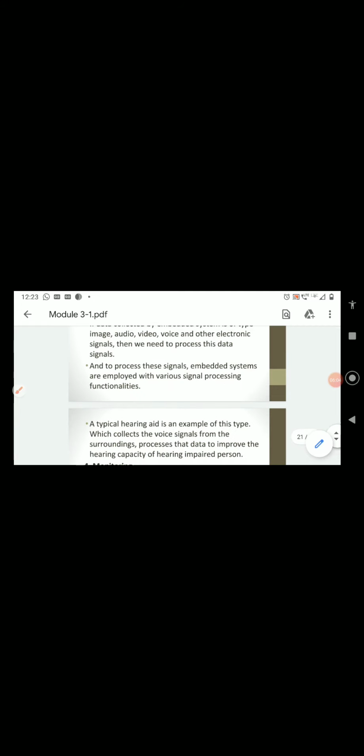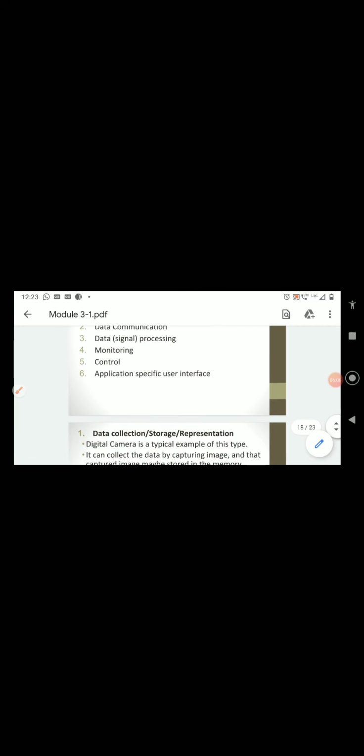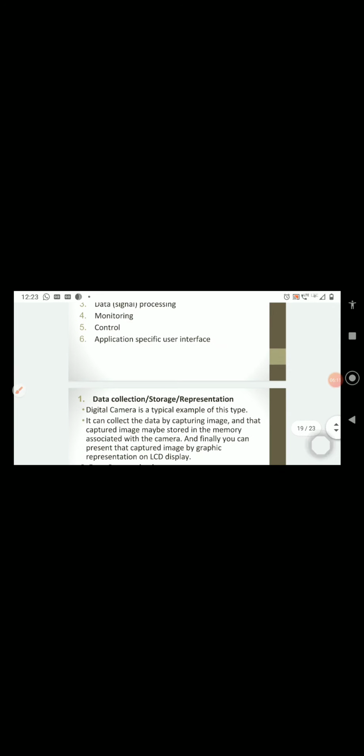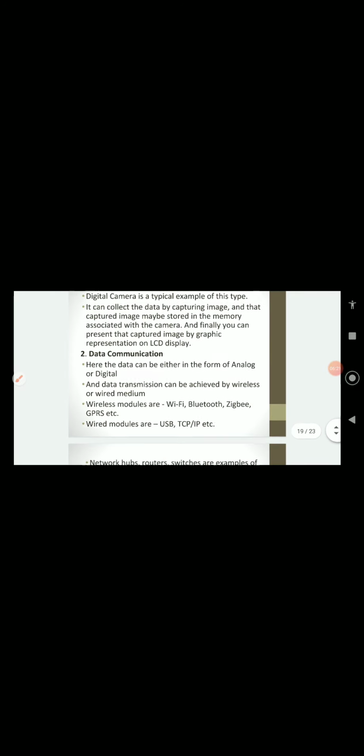So all these 6 are the purposes of embedded systems. We may be using these in combination, or they may be used in separate tasks also. So these are the 6 purposes of embedded systems available. So this completes your module 3.1 PPT.